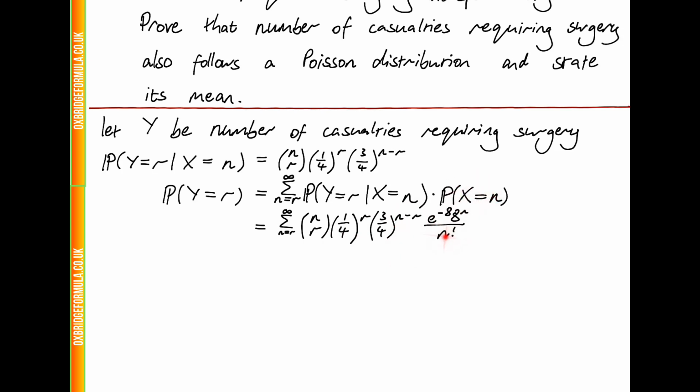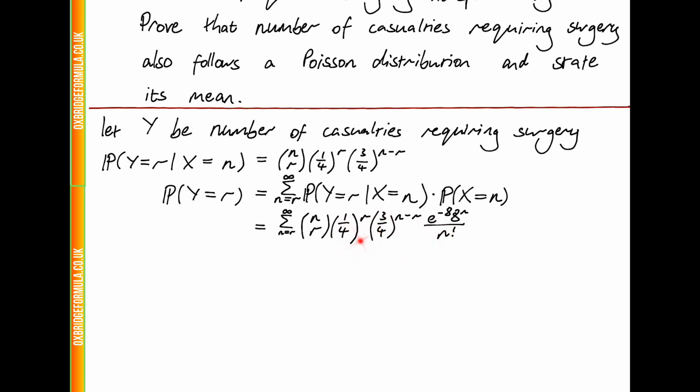And the probability that X equals n, we're told in the question, is e to the minus 8 times 8 to the n over n factorial. So now we need to try and evaluate this sum, and hopefully it will be something in the form of our Poisson distribution. So how can we do this?